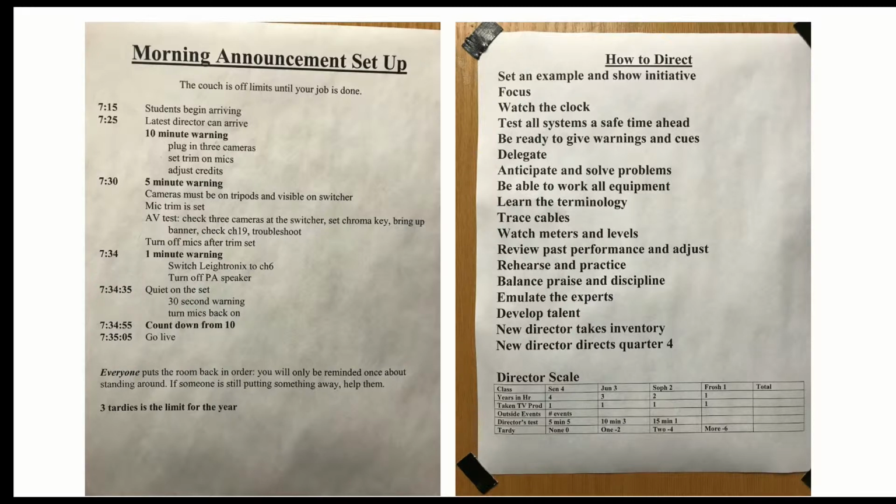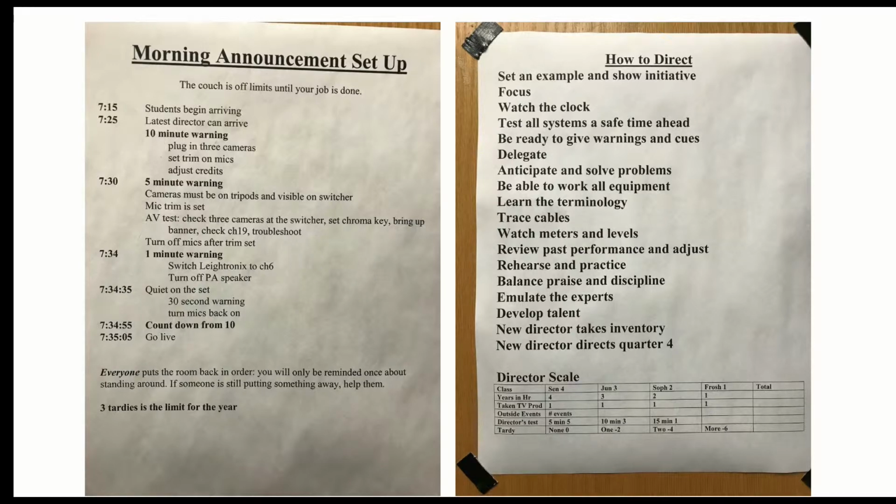We're setting and adjusting that chroma key that is on our weatherman, and we'll talk about all of that in this specific video. And we're going to turn off the mics on set because we're going to get ready to go live. And they actually start, when they switch on this Lightronics to channel 6, you don't need to know what that is, but essentially it broadcasts out to the public access channel 6 station in the Griswold, Connecticut area. And they turn off the PA speakers.